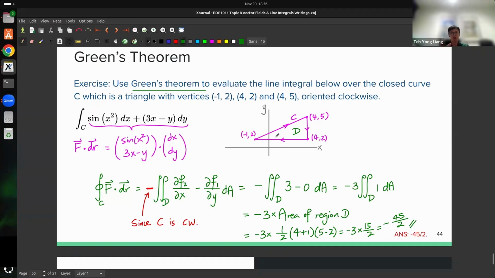Okay, it's possible that I give you the graph, then I draw the arrow, right? So you have to see whether it is counterclockwise or clockwise. Or I can also state it. I have to tell you, because if I don't tell you, then it's ambiguous already. It could be clockwise or counterclockwise, and then the answer will differ by a negative. So the question will state it.